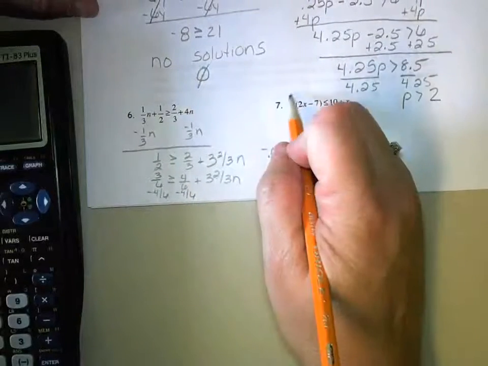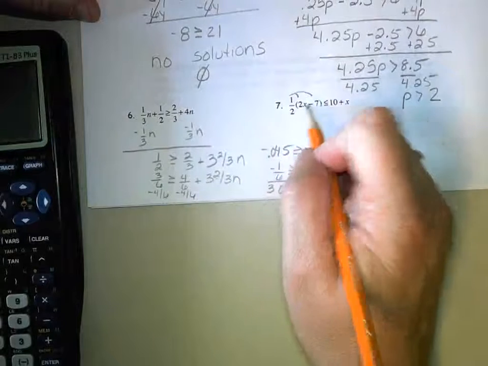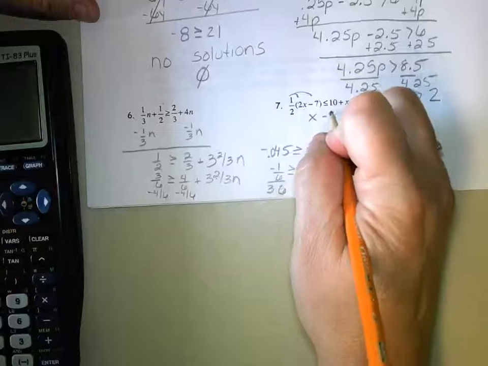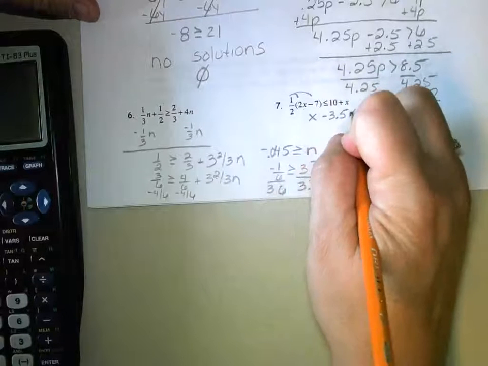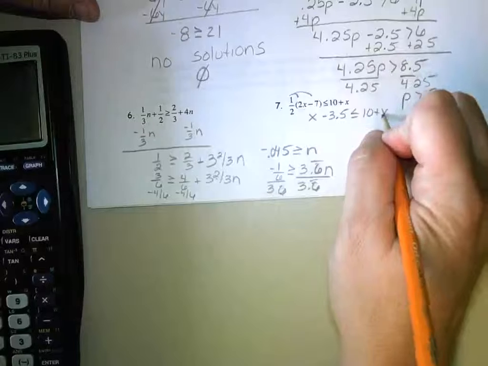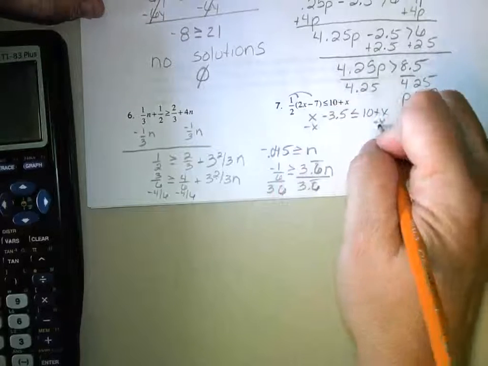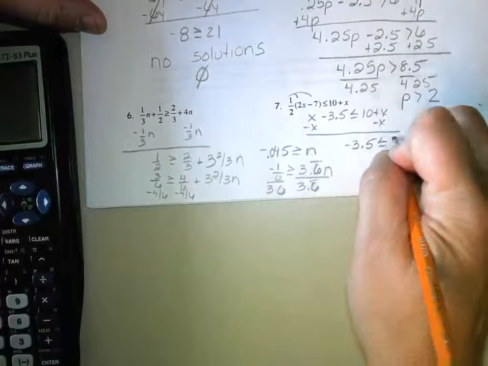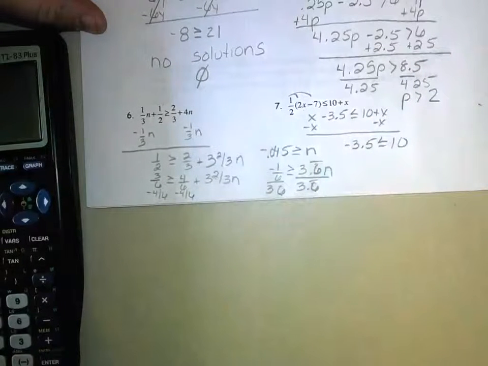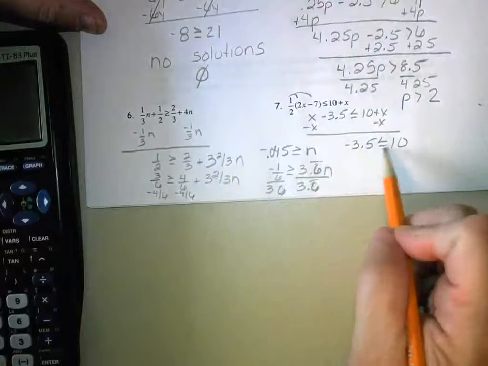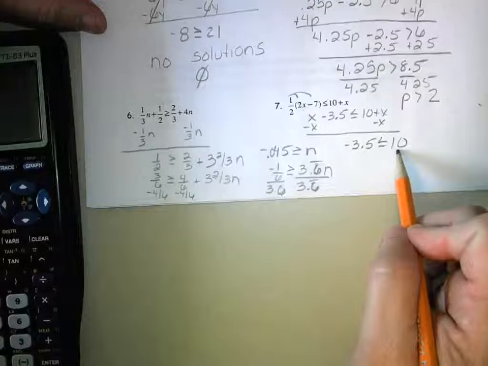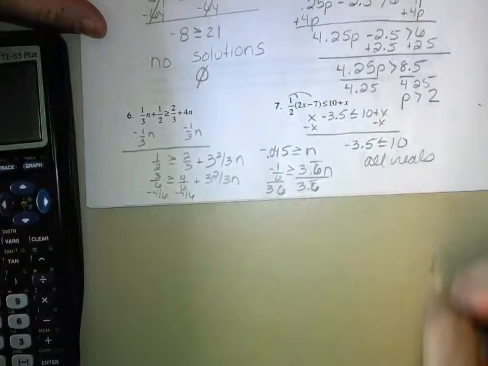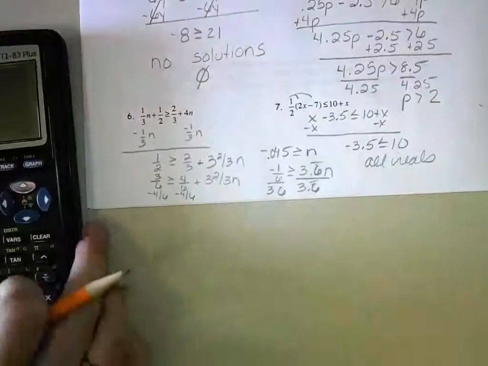And the last one on this page, when we distribute, 1/2 times 2x is x. 1/2 times -7 is -3.5. When you subtract x from both sides, you have -3.5 is less than or equal to 10. -3.5 is less than or equal to 10 is a true statement. It's always going to be a true statement, so that answer will be all real.